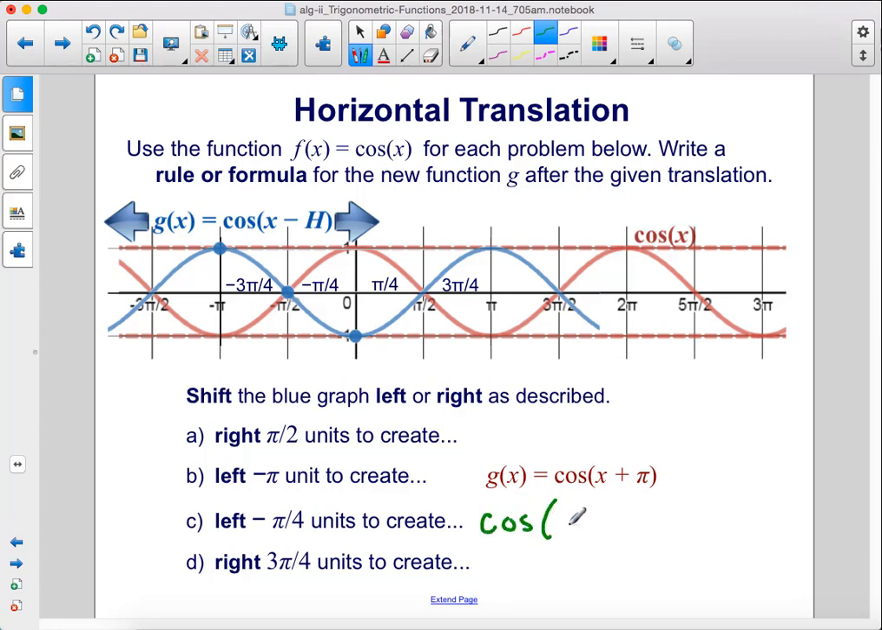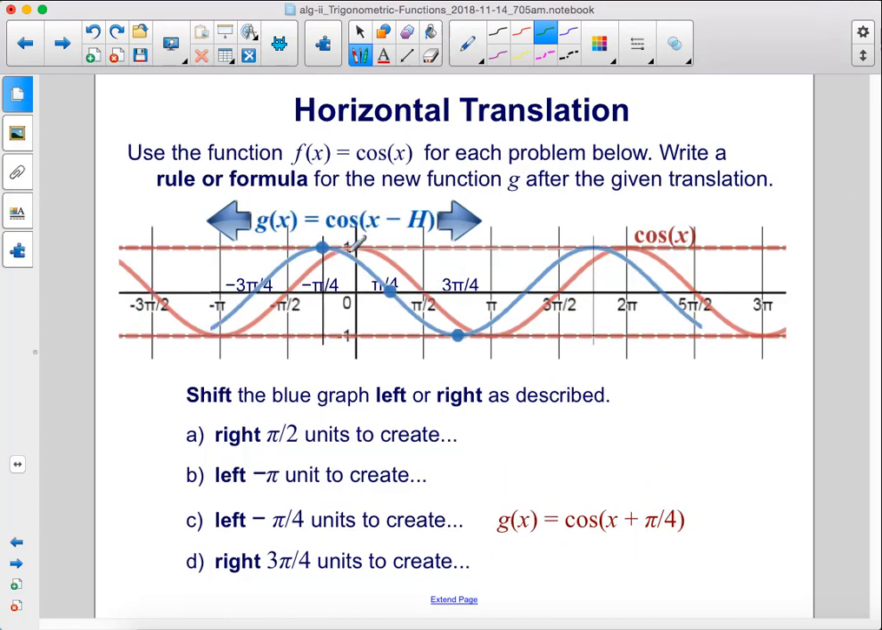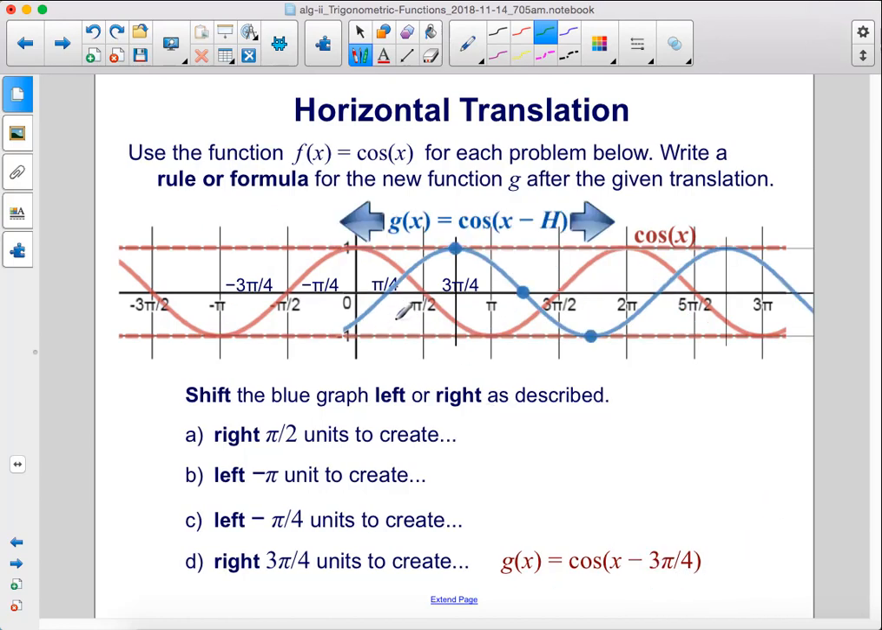Next, we're going to move left negative pi over 4 units, so our new function is going to be cosine of x plus pi over 4, and this will move us to the left pi over 4 units. So here in blue, we have cosine of x plus pi over 4, so just a small translation to the left. Finally, we want to shift the graph right 3 pi over 4 units, so we'll have cosine of x minus 3 pi over 4. And here in blue, we have our newly shifted graph.